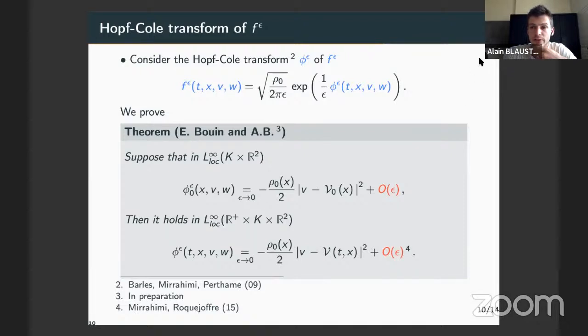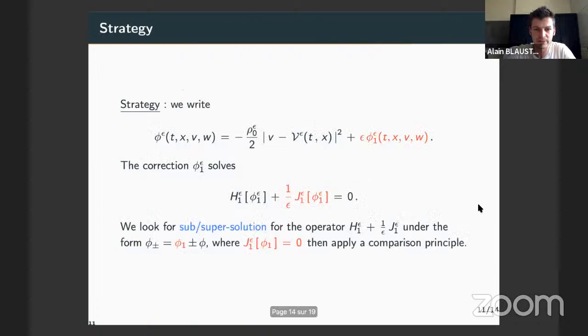But there are some disadvantages to this approach. It holds in a perturbative setting, so you cannot consider general initial data, and you don't see what happens with respect to the adaptation variable W, because the limit doesn't depend on W anymore. So I will now conclude, because I don't have much time left.